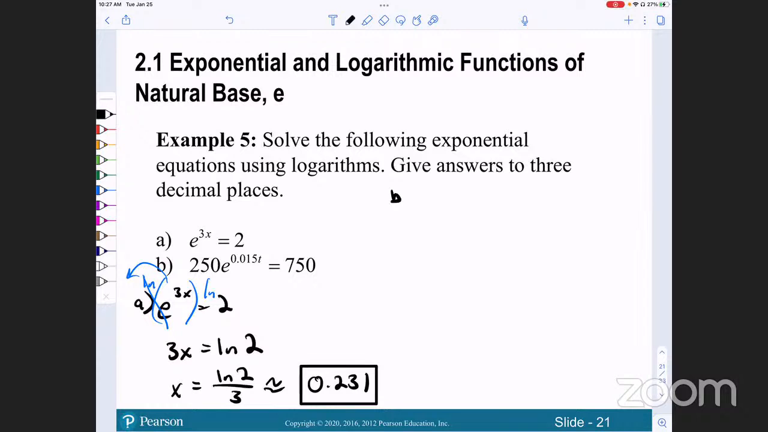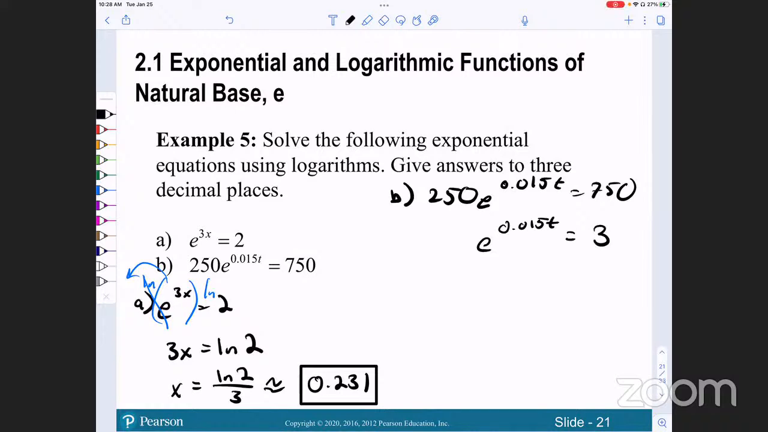Now e to the 0.015 t equals 750. Divide both sides by 250, so e to the 0.015 t equals 3. It doesn't hurt with these to pause at the start and try it yourself, see how far you can take it, and then unpause and see how you did in comparison. But 750 over 250 was what, 3?